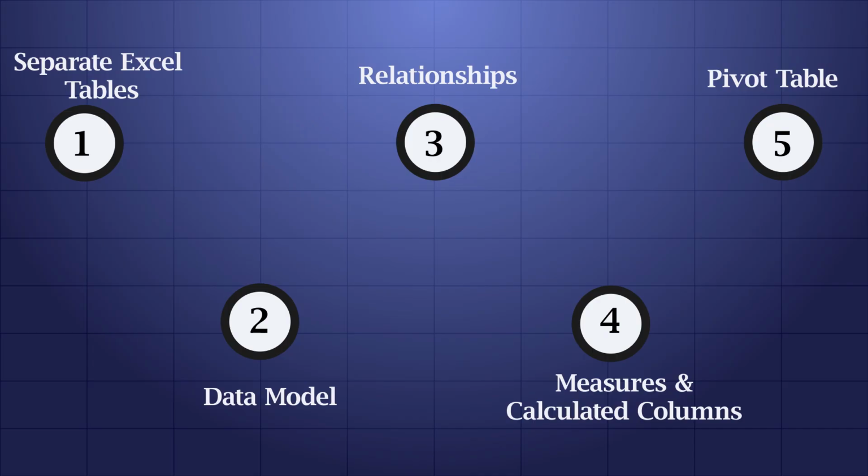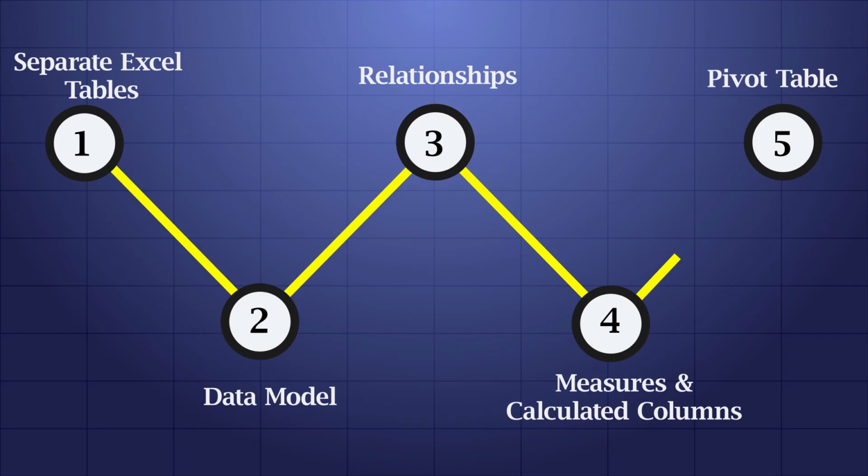Let us quickly recap what all we have covered. We started with separate Excel tables. We loaded those tables into the data model. Then we connected the tables using relationships. We created the measures and calculated columns. And using the original tables, measures and calculated columns, we built a pivot table. And all this without merging different tables or creating a single VLOOKUP.